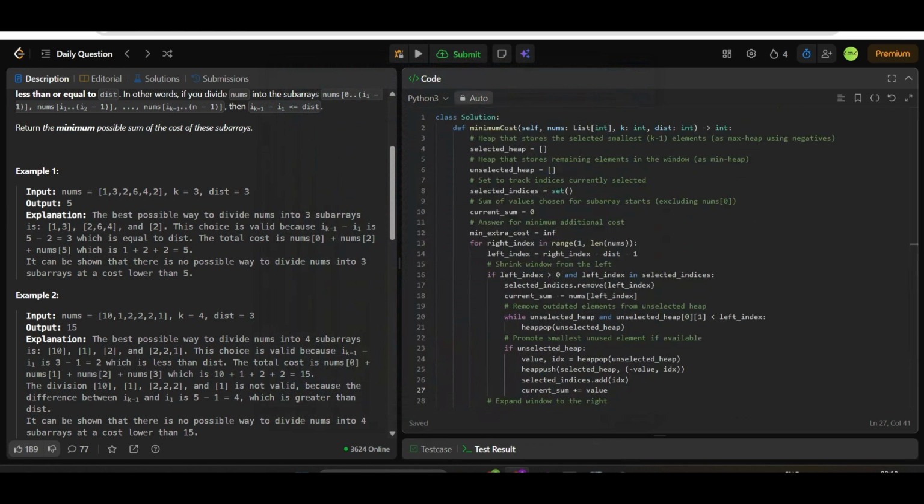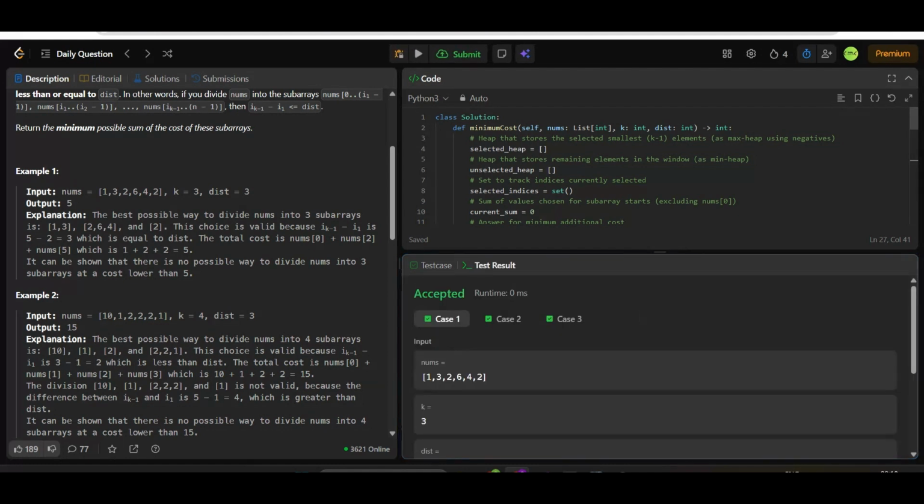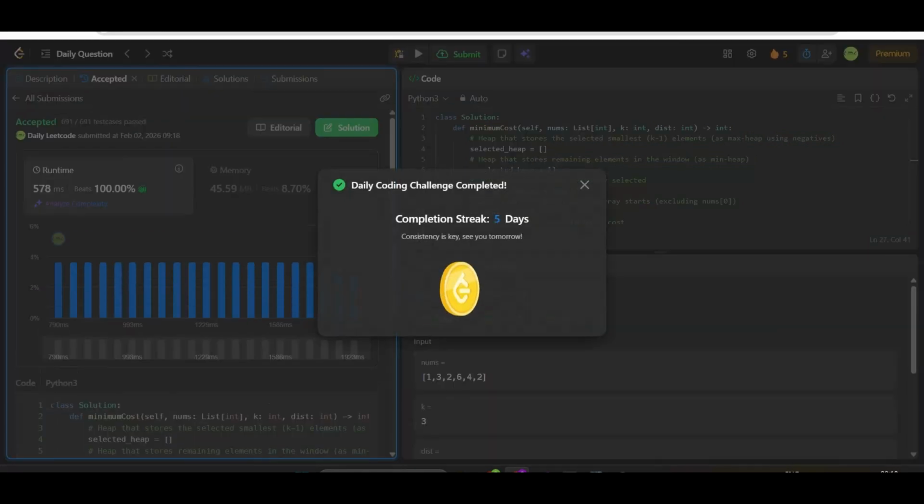Alright, logic is in place. Let's hit run and verify with the sample inputs. Looks good. No edge case failures. Submitting the solution now. And boom, accepted. Efficient heap-based solution with sliding window constraints.